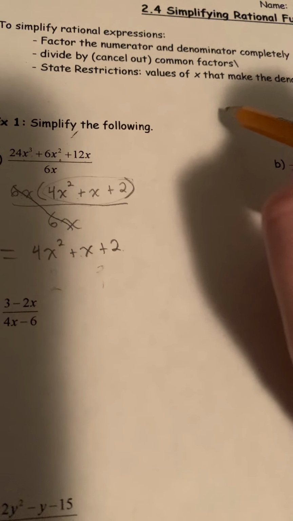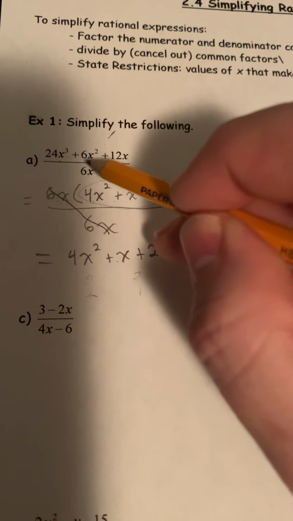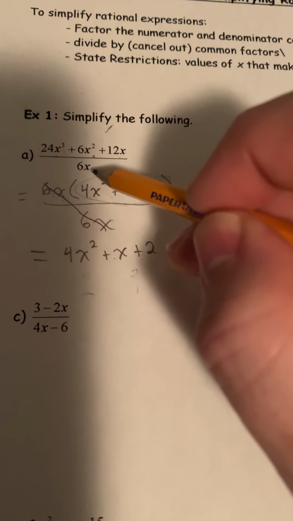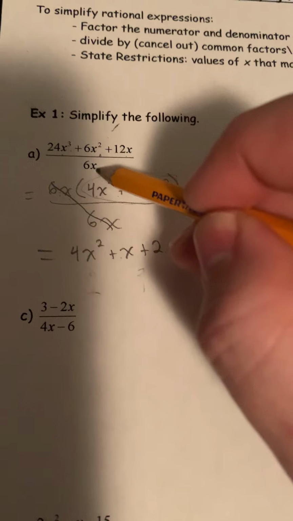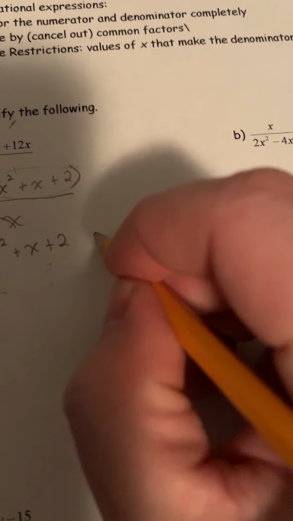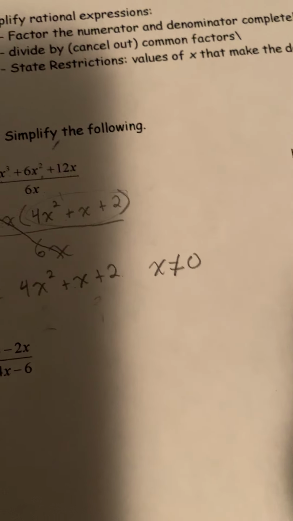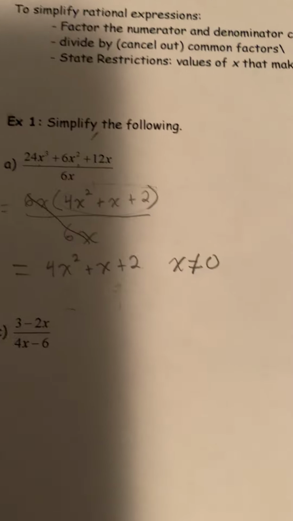So what will make the denominator zero? So what can we plug into this denominator that will make it zero? And that would be zero. If we plug in zero here, zero times six will be zero. So x cannot equal zero. Okay, so that's a restriction. Okay, moving on to B.